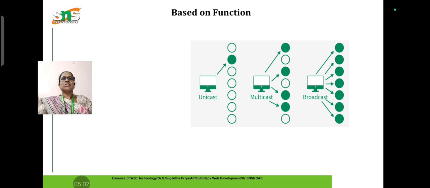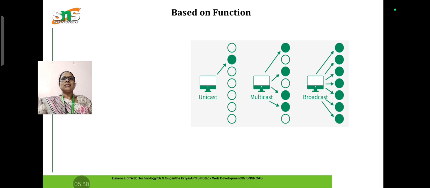So next is based on function. In the unicast address, data is sent from one sender to one specific receiver identified by a unique IP address. It is the most common type of communication used in the network. Its purpose is one-to-one communication. So next is the broadcast address. In the broadcast, a message is sent from one device to all devices in the same network segment. Every device in the network receives and processes the broadcast message. Its purpose is one-to-all communication within the network.